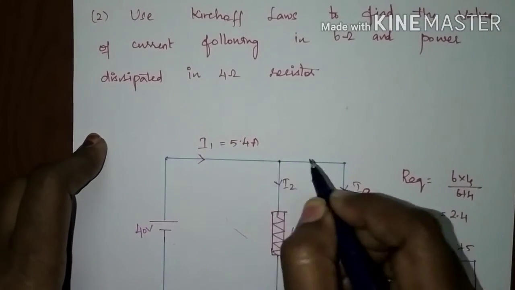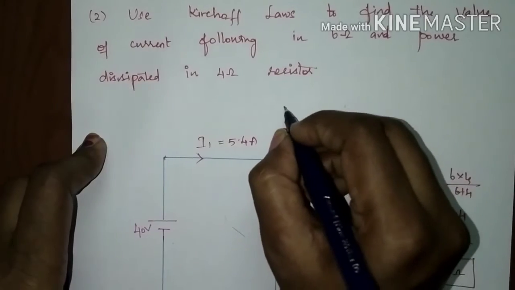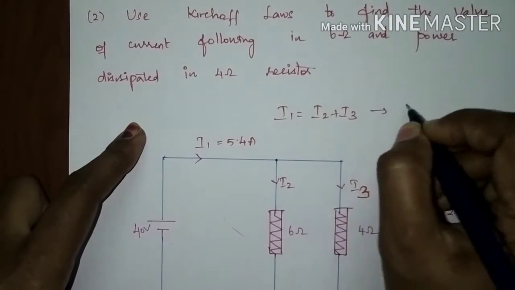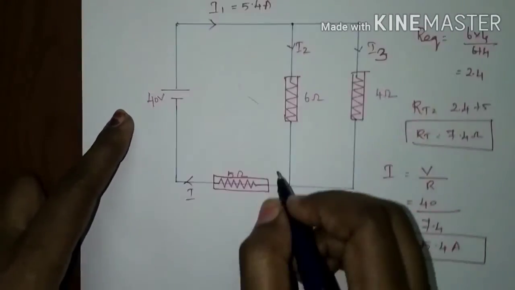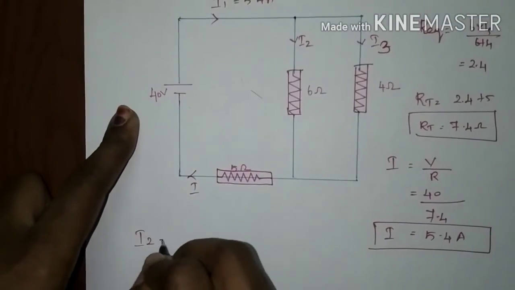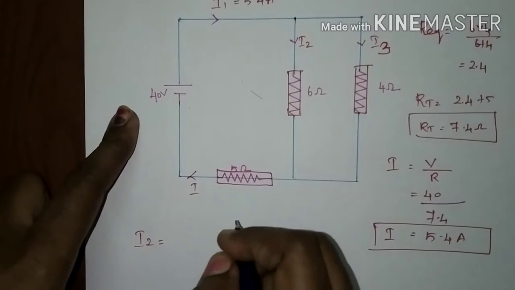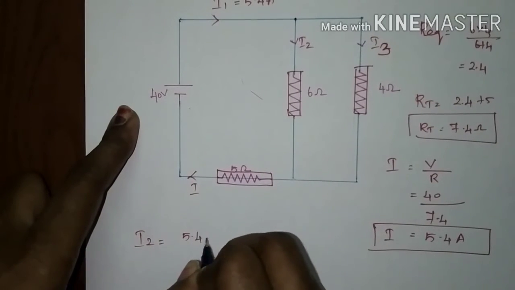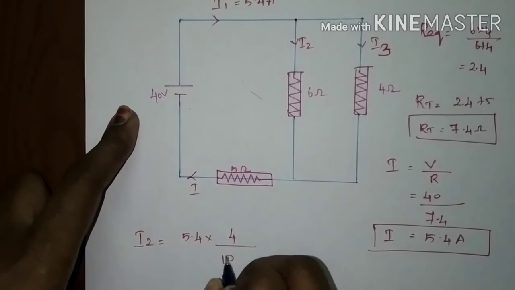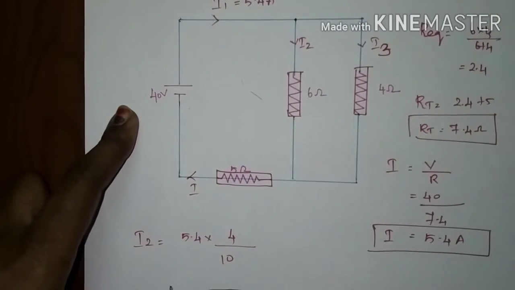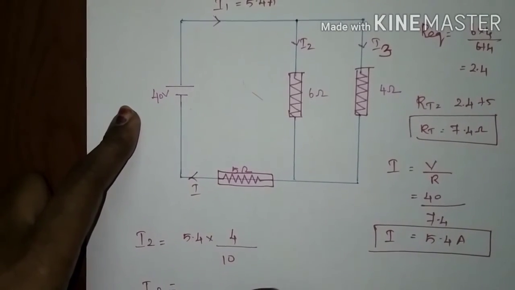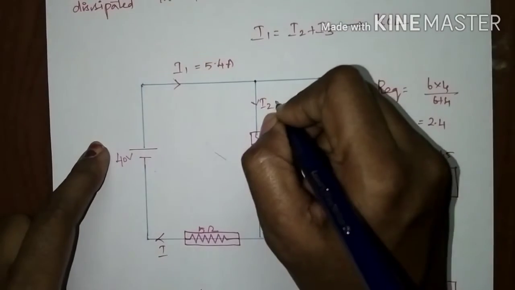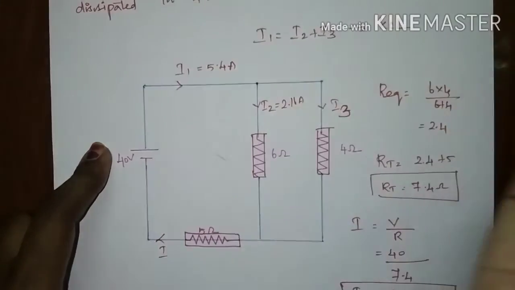According to KCL, I1 is equal to the sum of the outgoing currents. So the value of current I2, using the current division technique, is the total current 5.4 amps times the opposite resistance divided by the total resistance, 6 plus 4, which is 10. You will get the value of current I2 as 2.16 ampere. The current flowing through the 6 ohm resistor is 2.16 ampere.